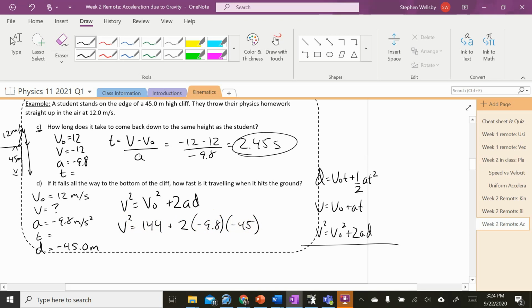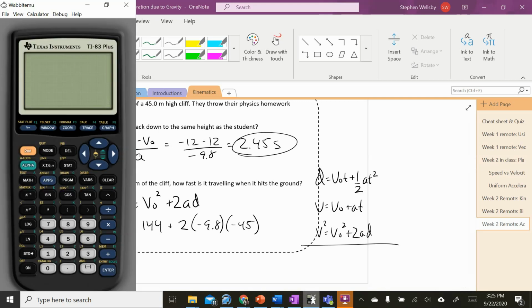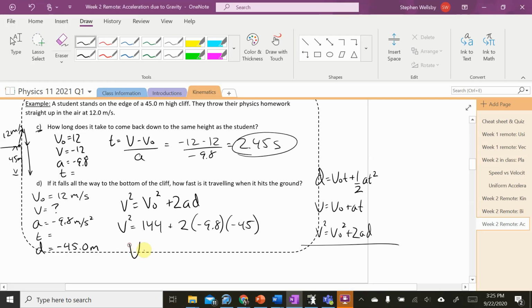And so when you calculate this out, let's find the answer here. So I've got 144 plus 2 times negative 9.8 times negative 45. And this gives us 1026. Now I'm going to take the square root of this answer here, and that's going to be 32. So what I have is v equals 32.